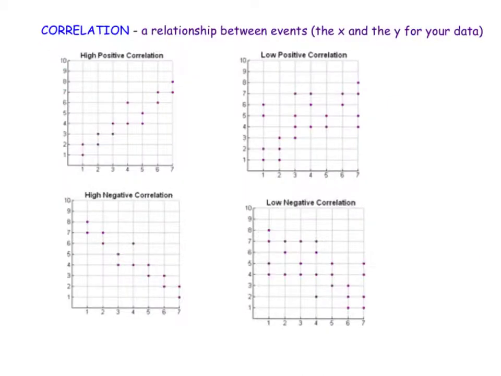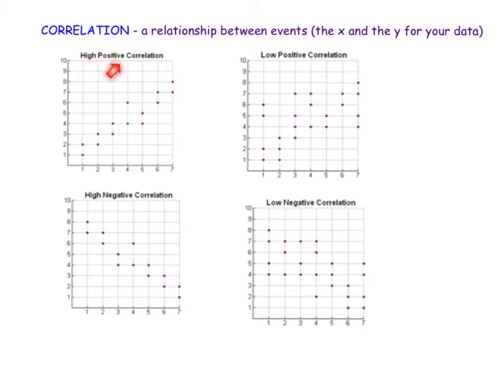What scatter plots are used for most often is determining if there is a correlation or a relationship between the variables. For example, we could look to see if there is a relationship between the number of hours that you studied and your test scores, or the size of your hand compared to the size of your foot. If there is a relationship between events, this is called correlation.